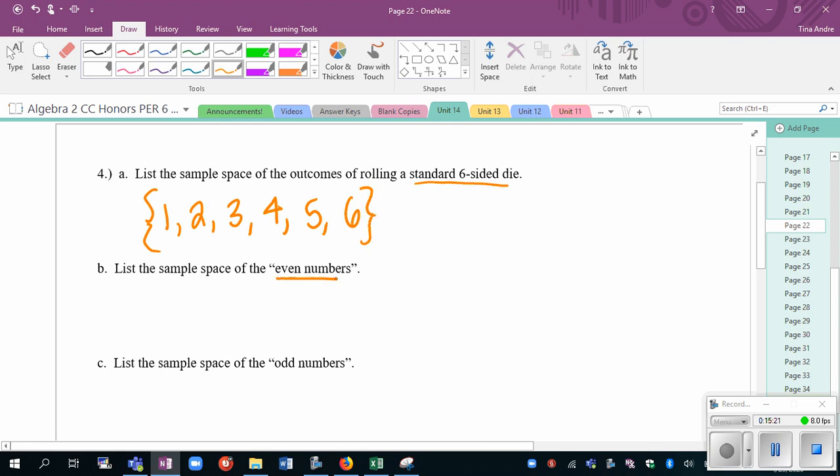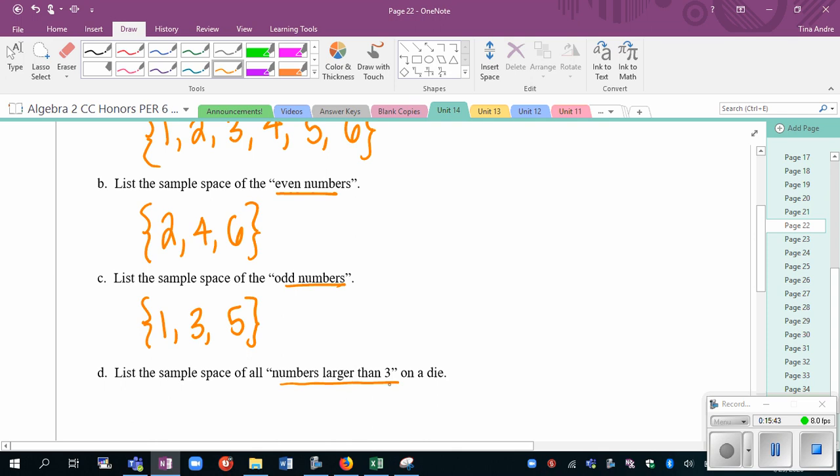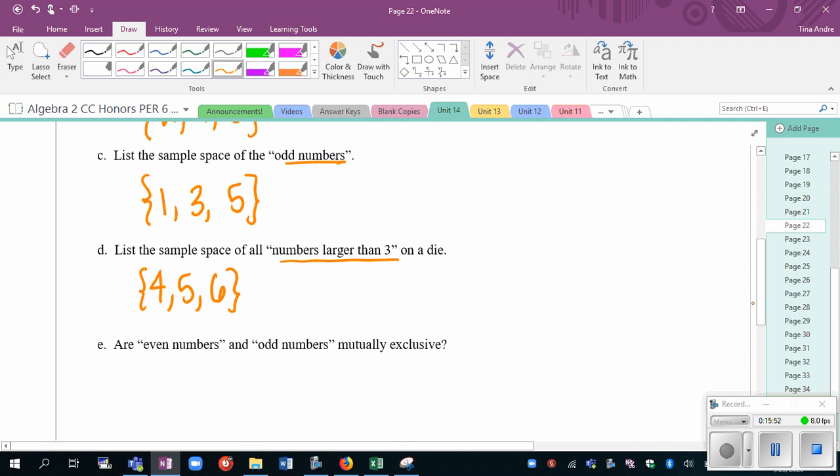List the sample space of even numbers. So out of those, what possibilities do I have for even numbers? I could roll a 2, a 4, or a 6. For odd numbers, I could roll a 1, 3, or 5. And then numbers larger than 3, well, that could be a 4, a 5, or a 6 when you roll. And now the question is asking us, are even numbers and odd numbers mutually exclusive?